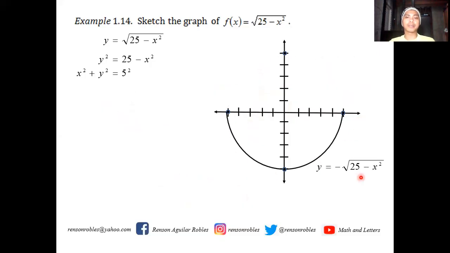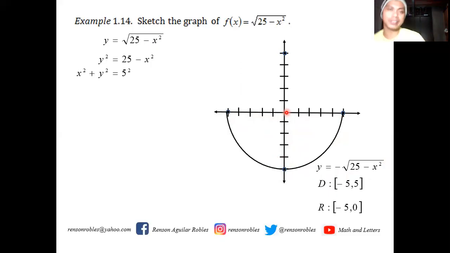So the equation would have been y equals negative, since we are now on the negative y-axis. So negative the square root of 25 minus x squared. And again, the domain of this function is the closed interval -5 to 5, and the range is from -5 to 0. Okay, let's play along with this circle x squared plus y squared equals 25.